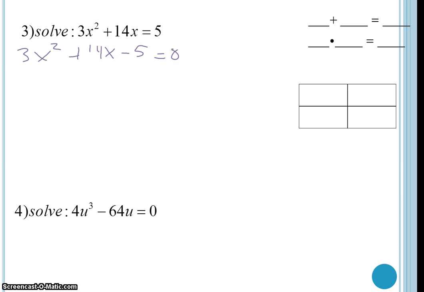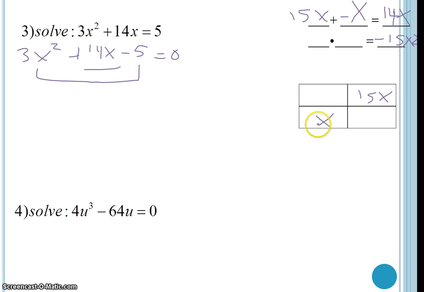It's not one of my special factoring patterns, so I'm going to have two numbers that add to be 14x and multiply to be the product of those two, which is negative 15x squared. So the numbers that multiply to be 15x squared would be 15x and 1x. So I know 15x minus 1x will achieve that. So you put your 15x and your 1x in your diagonals.